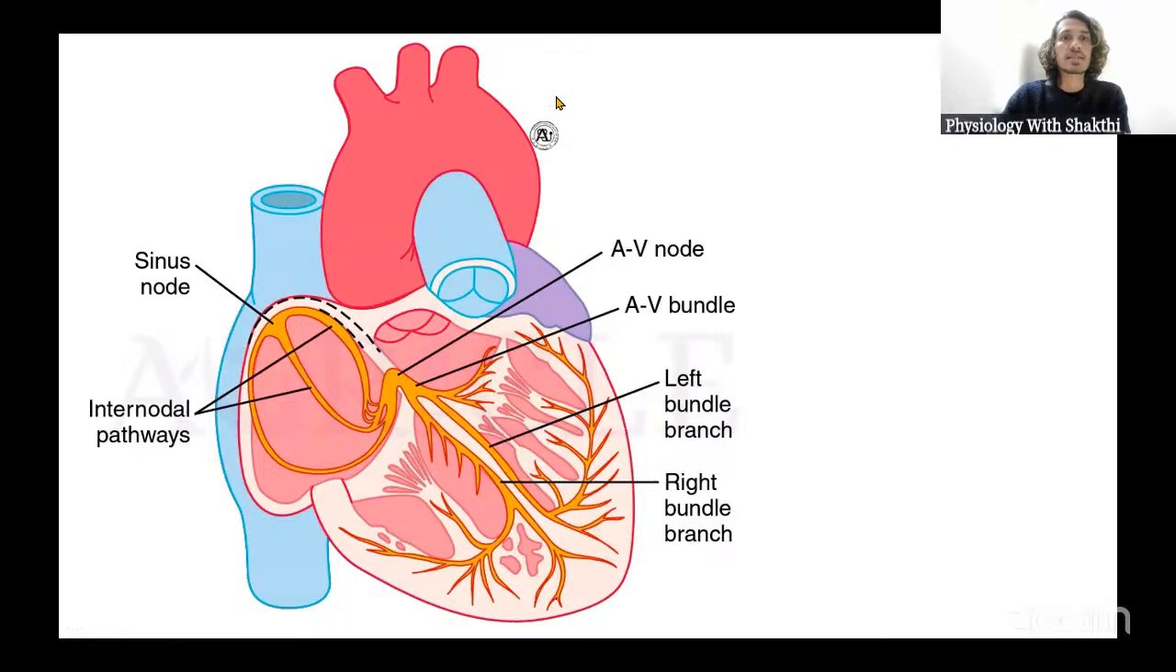Okay, the next question is the conduction system of the heart. When you talk about the conduction system of the heart, you have to understand conduction system are nothing but modified cardiac muscles. They are modified in such a way that the number of gap junctions are higher and easier transport across. Muscle striations are lesser.